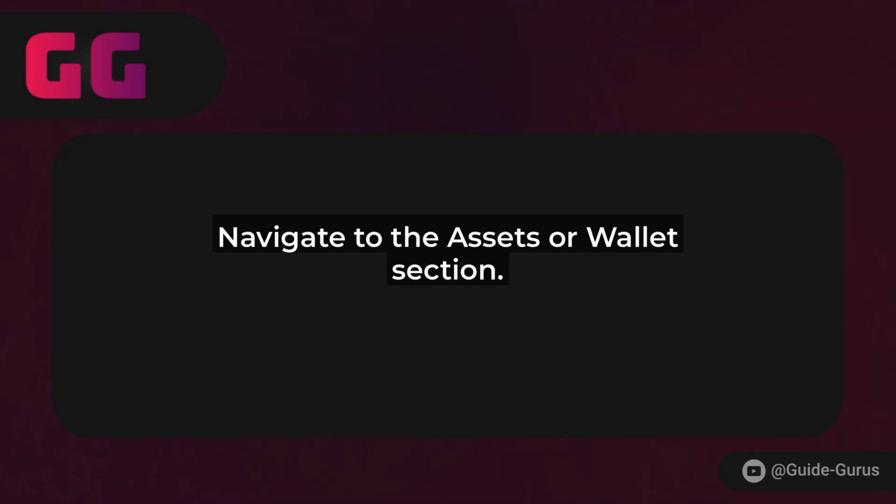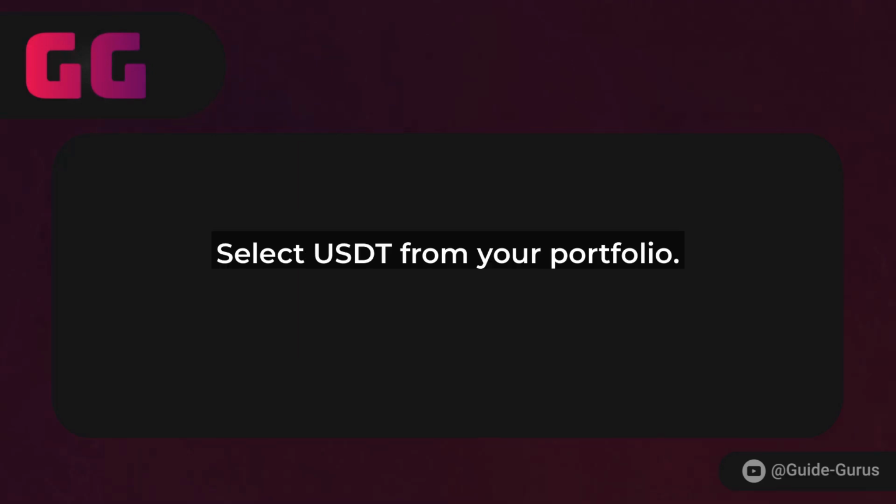First things first, make sure you're logged into your KuCoin account. If you don't have one, head over to the KuCoin website and sign up. It's quick and free. Once you're in, navigate to the Assets or Wallet section. This is where you'll see all your cryptocurrencies listed. Look for USDT in your portfolio. If it's not there, you might need to deposit it first.